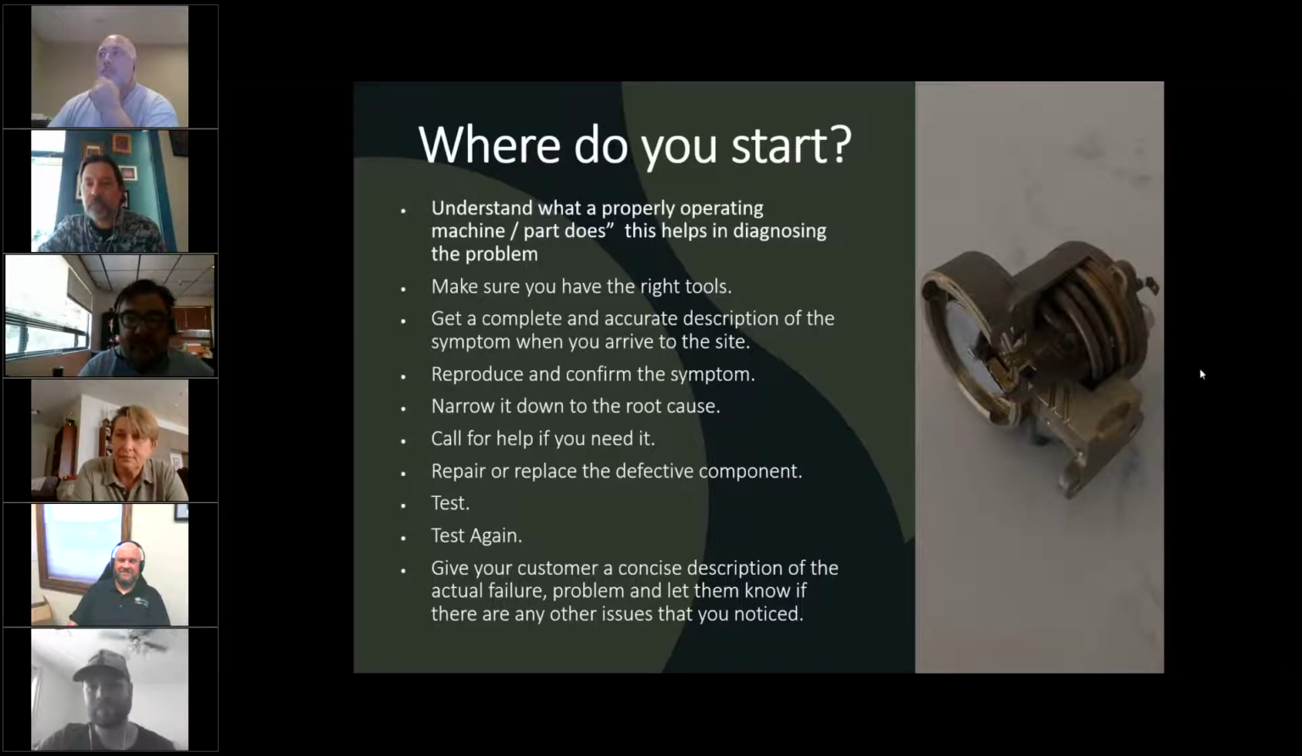Thanks, you guys. Next steps are repair or replace the defective component, test, and then test again. And what I meant to put on test again was test again with the staff member or the owner who's there. Show them what the problem is, and then give them a concise description of the actual failure and the problem, and let them know of any issues that you noticed. More times than not, you're going to be in that machine and see melted wires or components about to fail, so it's important that you communicate to the customer what's going on. Caleb, next slide.